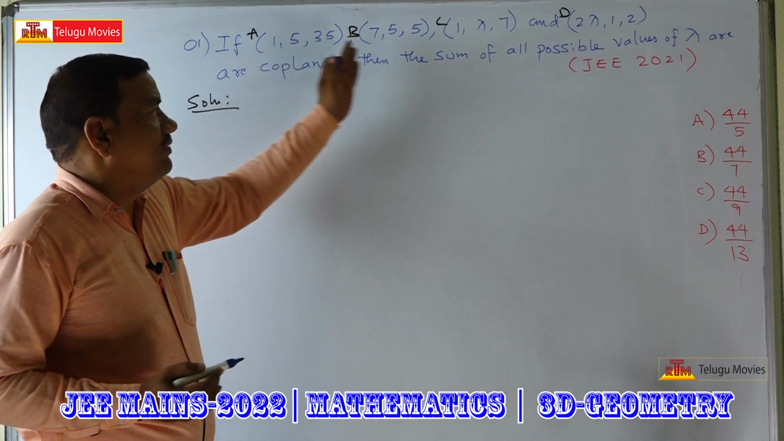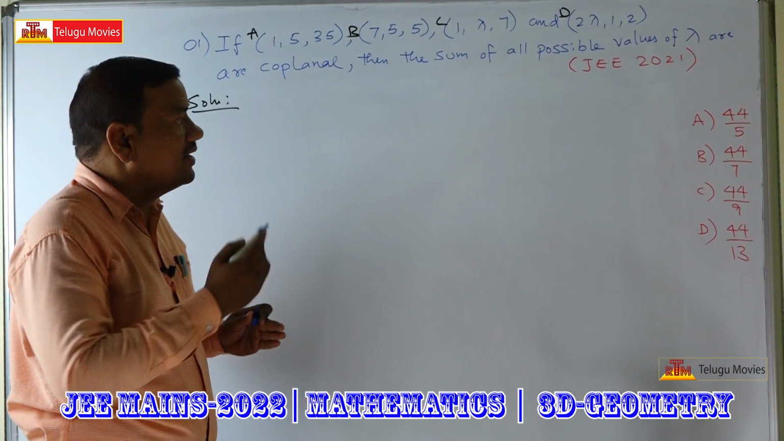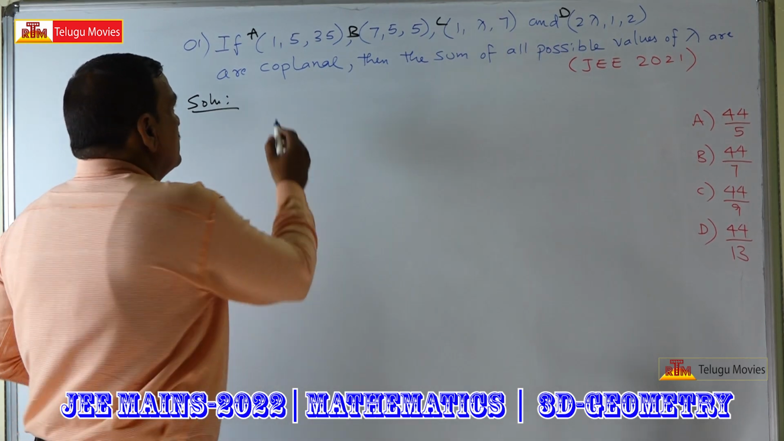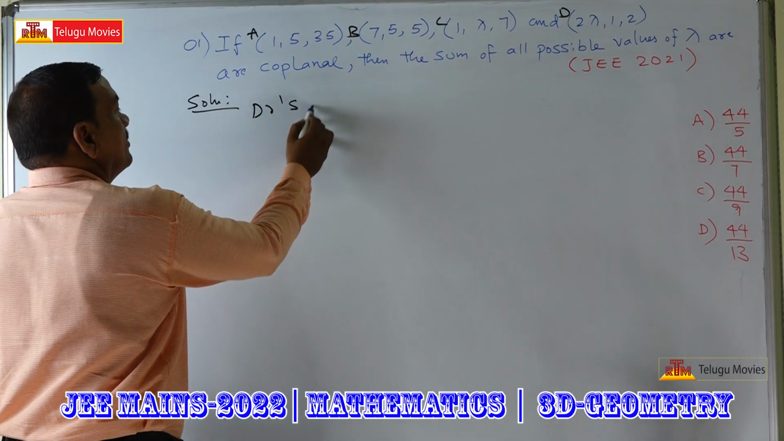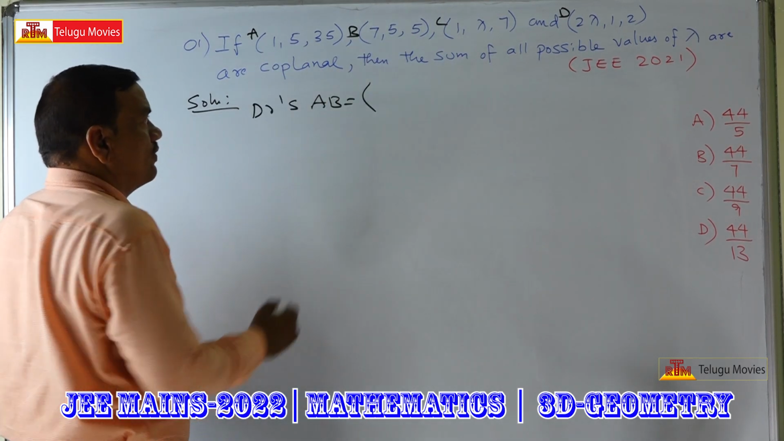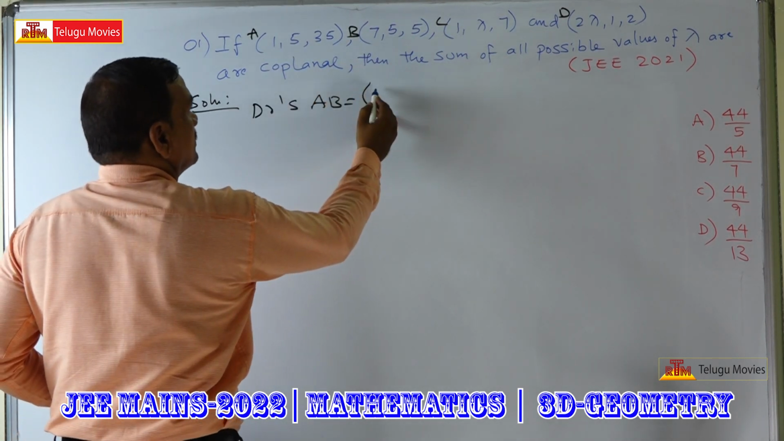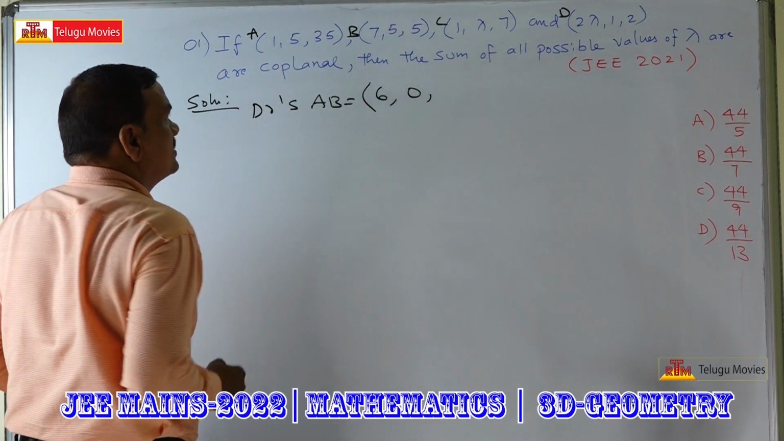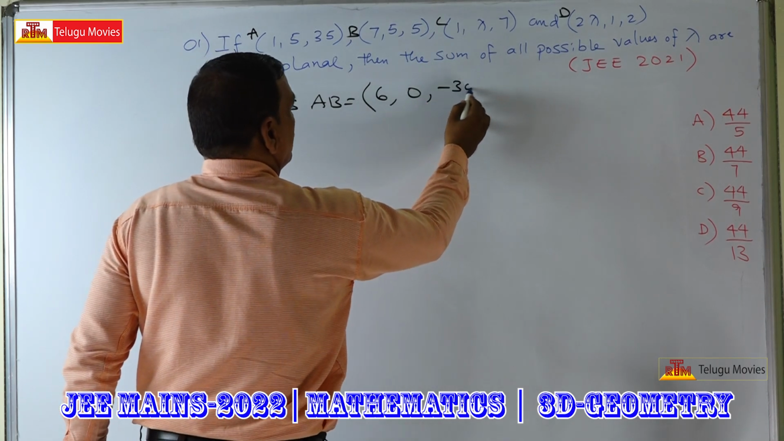Of course, if these 4 points are coplanar, then AB, AC, AD are also coplanar. Now, what are the DRs of AB? DRs of AB is equal to x2 minus x1, that is 7 minus 1, 6; 5 minus 5, 0; 5 minus 35, minus 30.